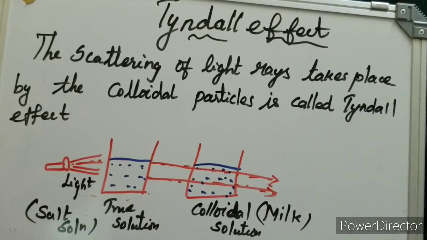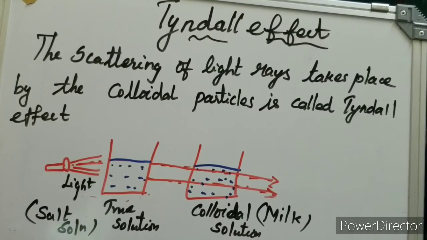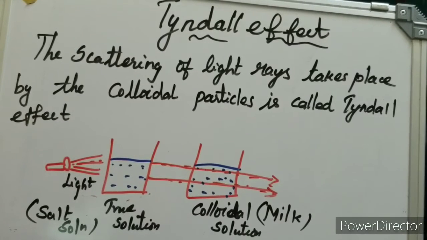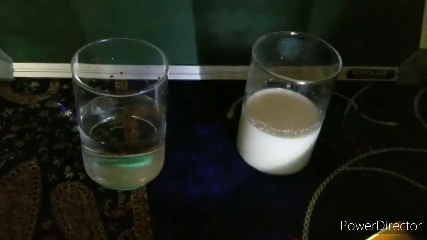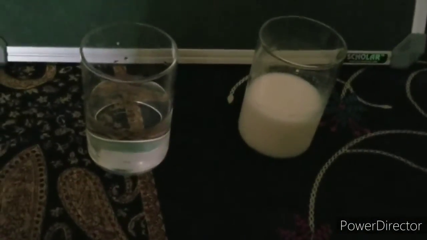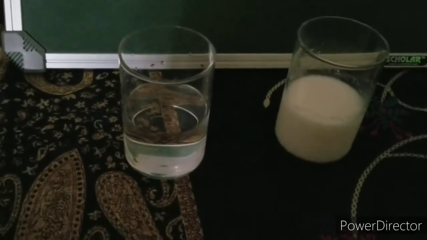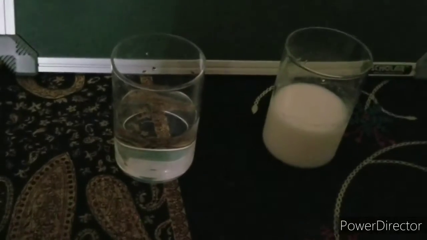So when light is allowed to pass through the colloidal solution, we are able to see the path of light due to the scattering of light rays by the colloidal particles. This effect is called the Tyndall effect. You see, first, this is a true solution. Now I allow the light to pass through the true solution. Can anyone see the path of light? No, it passes easily through the solution. The path is not visible.